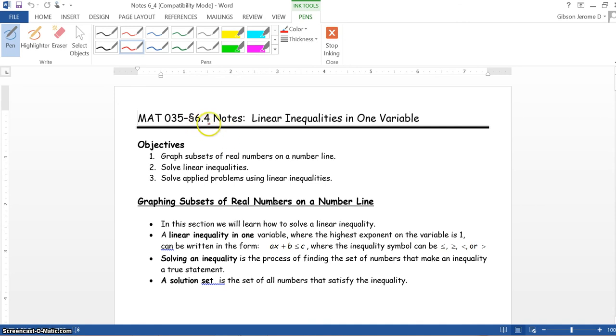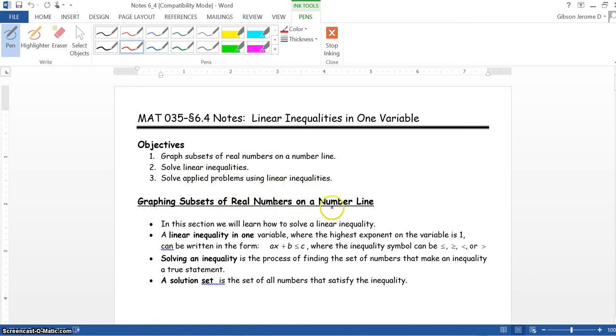Hello class, we're about to start section 6.4, linear inequalities in one variable. Our objectives are to graph subsets of real numbers on the number line, to solve linear inequalities, and to solve applied problems using linear inequalities.